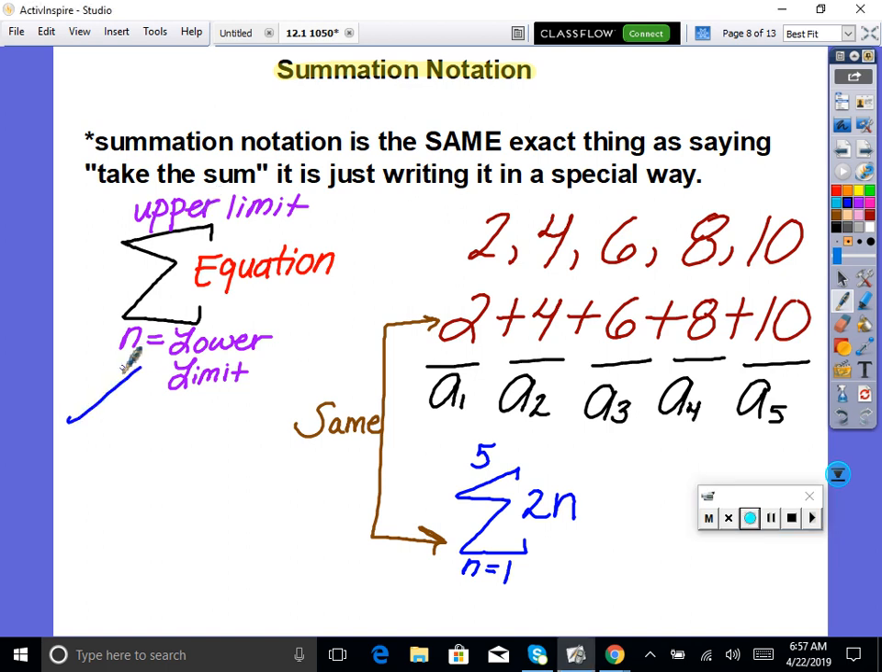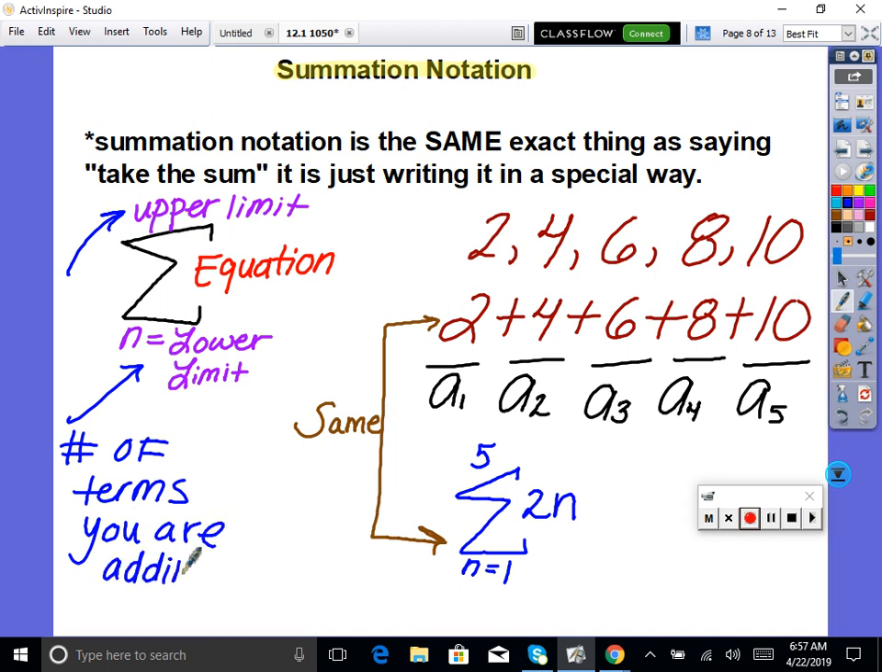Now guys, make note of this. This and this are the number of terms you are adding. That's all that is. The number of terms you're adding, not having anything to do with the actual term. And then right in here is the equation that would recreate the sequence at hand that you're summing. So there are many different sequences I could be adding. This equation gives us our sequence in particular. So look right here. I want to sum up 2, 4, 6, 8, 10.